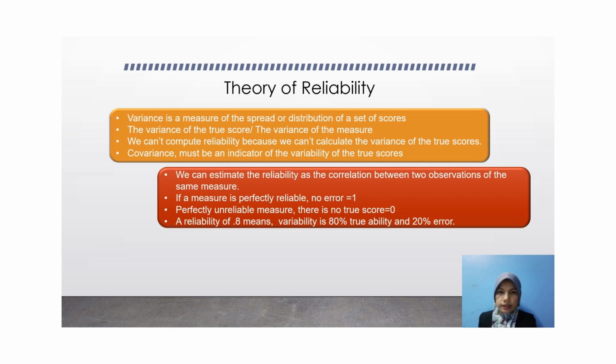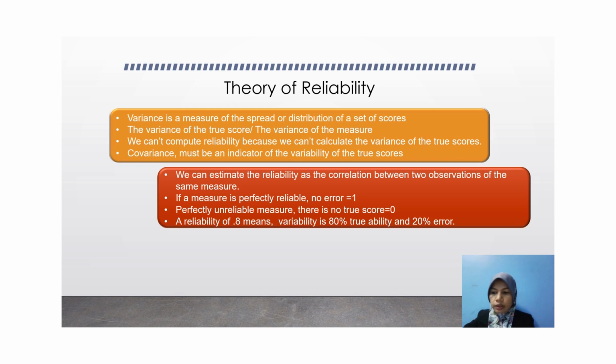Okay, the theory of reliability. Variance is a measure of the spread or distribution of a set of scores. The reliability is the variance of the true scores divided by the variance of the measure. Okay, as you know, we cannot compute the reliability because we cannot calculate the variance of the true score, but we can only estimate it.